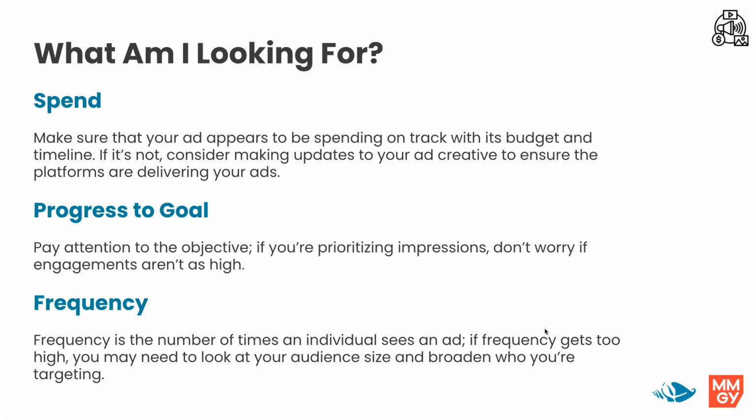And then frequency. Frequency is one of the numbers you'll see in the columns in Facebook Business Manager, and that just means the number of times that an individual has seen your ad. If that number gets too high, we'd recommend taking a look at your audience size and expanding that. You'll see a lot of numbers there, but if that frequency number starts to get close to or over 10, we'd recommend adjusting.